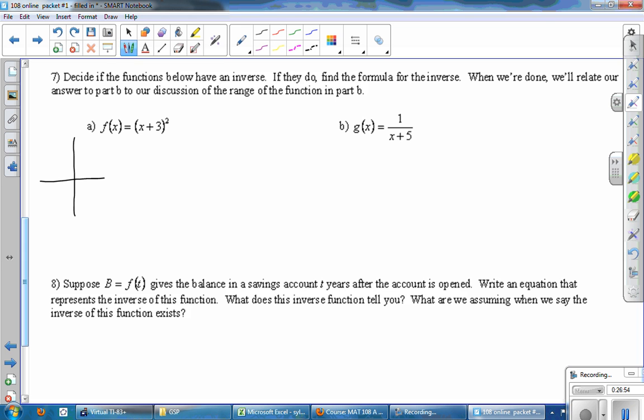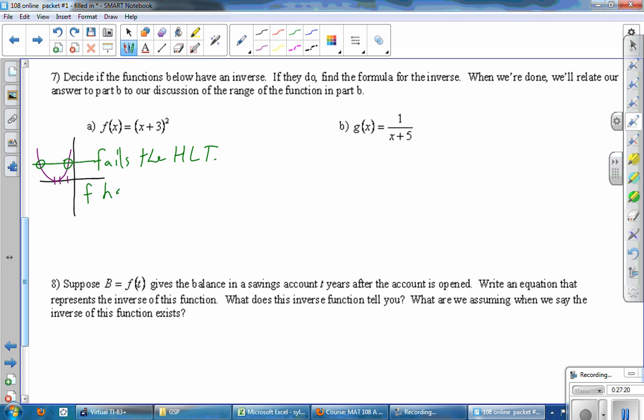Okay, hopefully I've drawn a parabola. Standard parabola has the vertex at the origin. That plus 3 just moves the graph left 1, 2, 3. So there's the graph. And what do we think about this function and the horizontal line test? Well, you can draw a horizontal line that hits the function in more than one place. This function fails the horizontal line test.